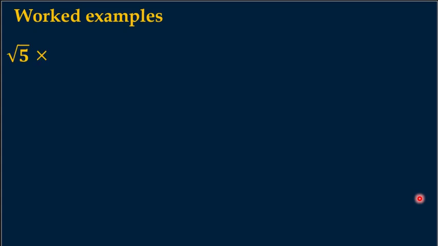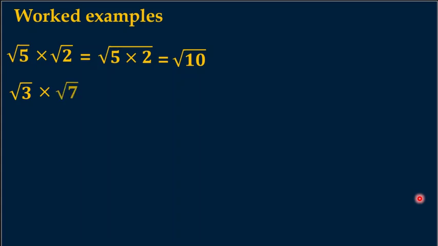If we have square root of 5 times square root of 2, then we have square root of 5 times 2, like the rule depicted. And so 5 times 2 is 10. That is the answer. Square root of 5 times square root of 2 is square root of 10. Then square root of 3 times square root of 7 is 7 times 3, all under the square root, which is square root of 21.